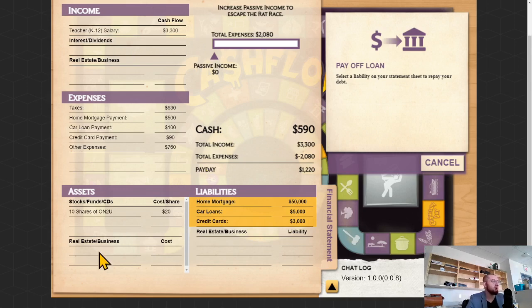Then you can start getting into those bigger deals, some real estate, which gives you positive cash flow every month, which gives you passive income. You don't have to work to get that money. It just kind of builds on its own. And then you can escape the rat race. And that is the goal.